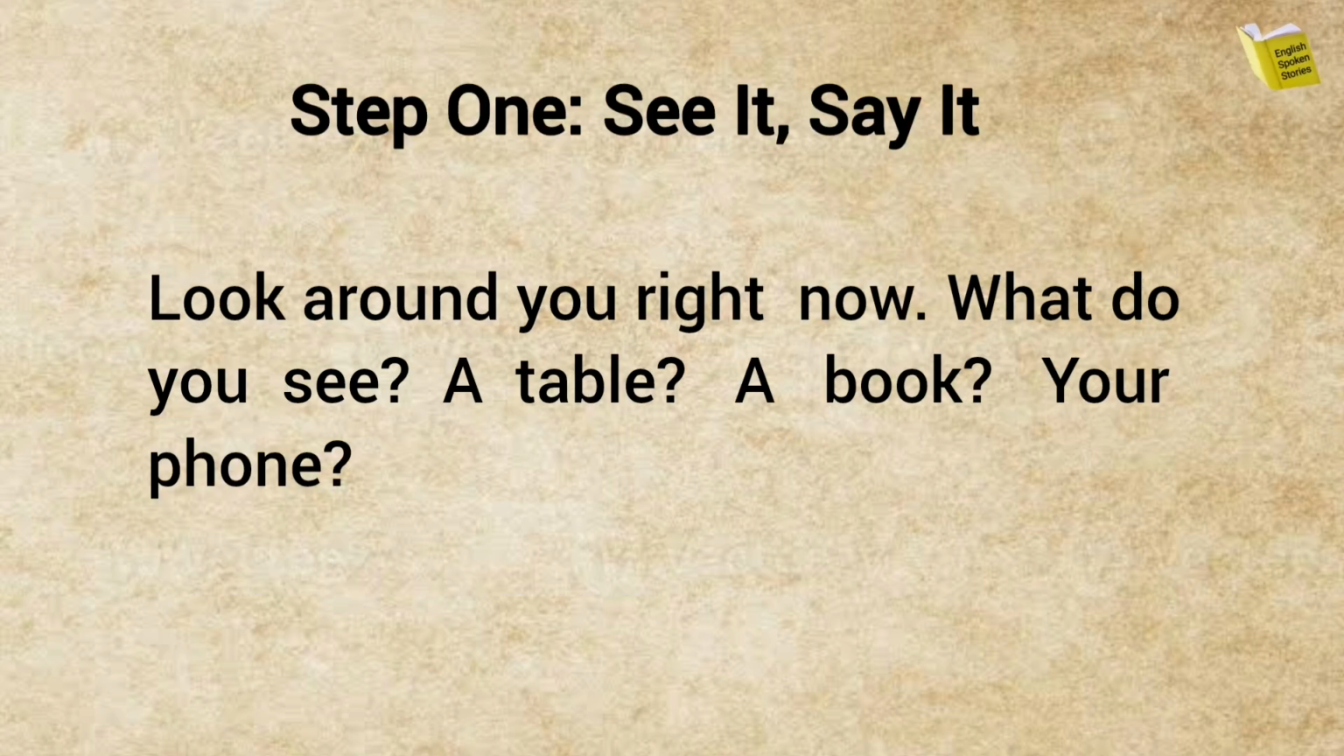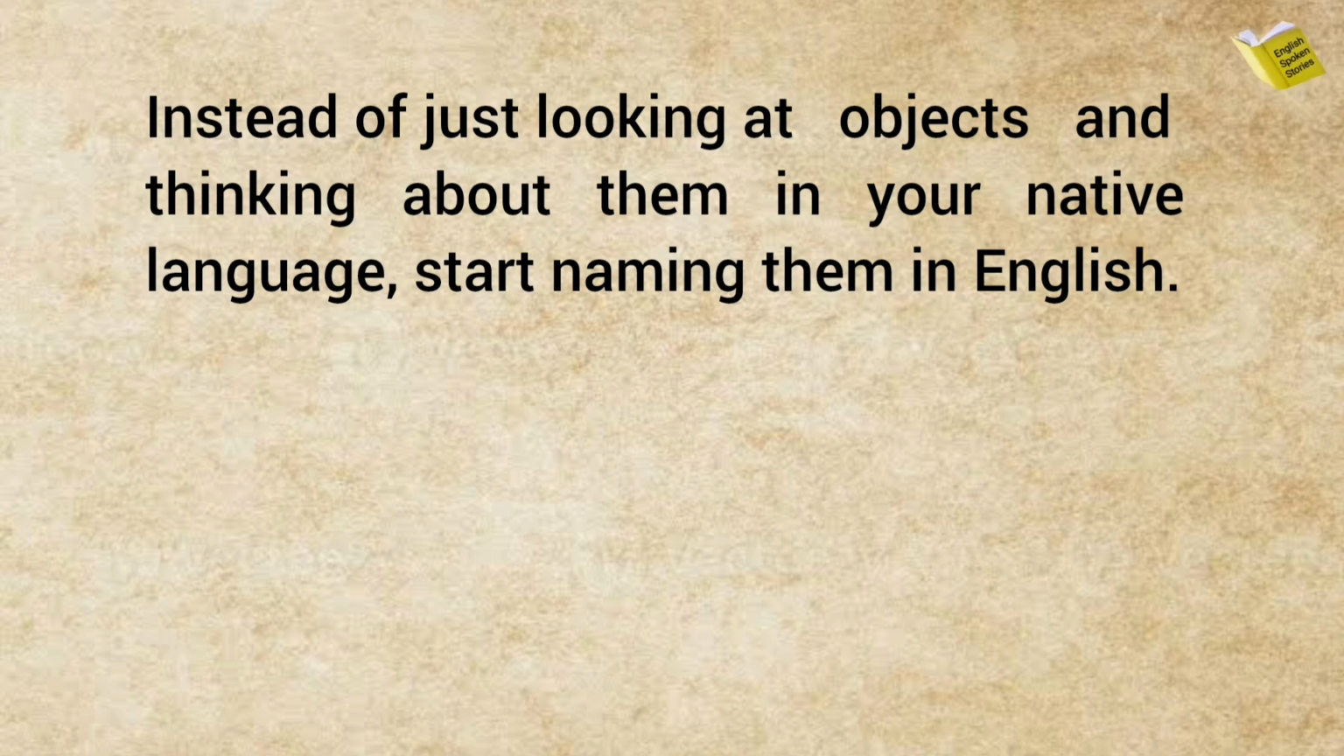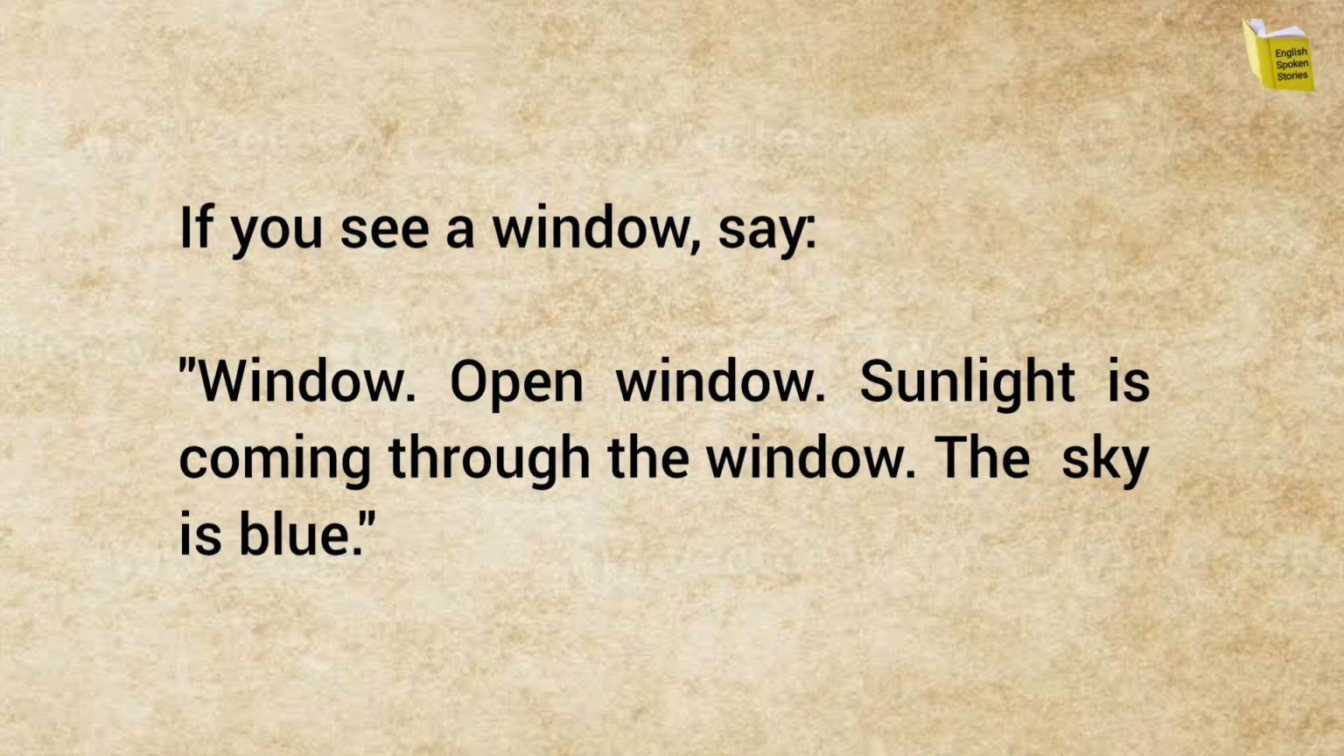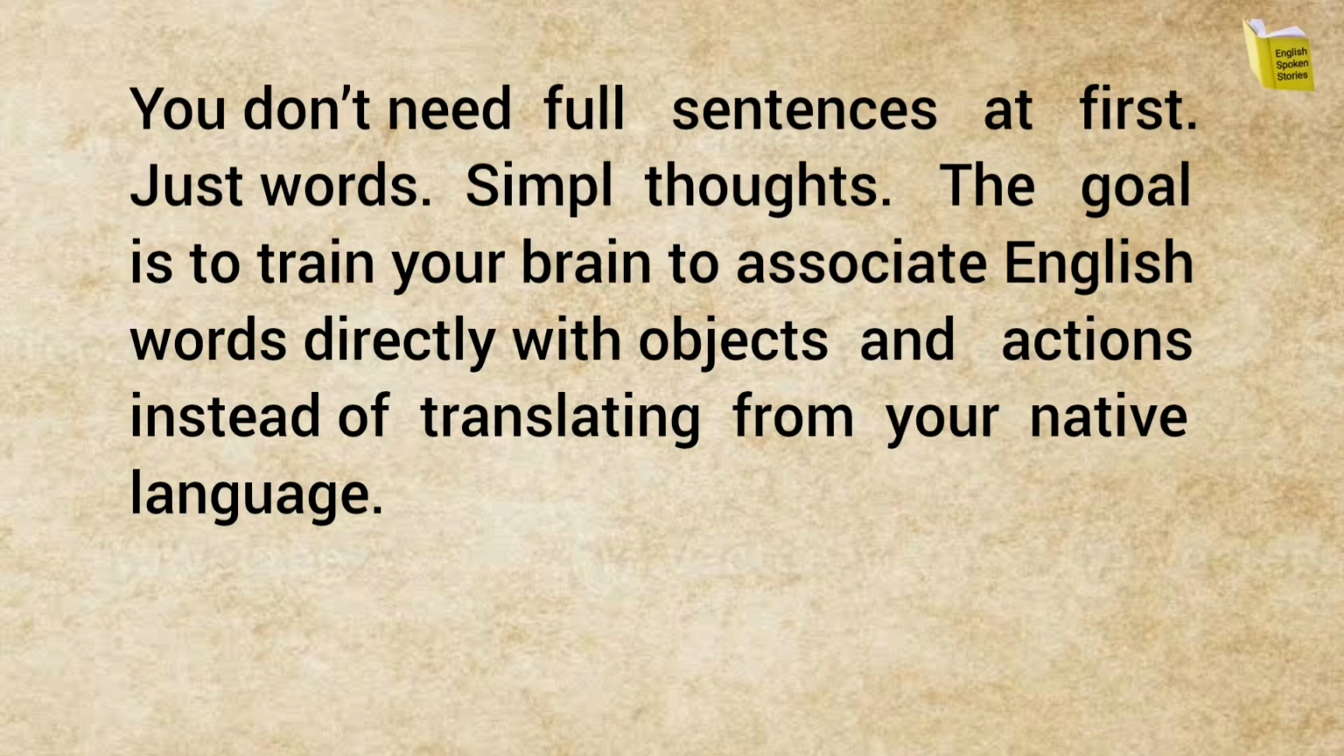Step 1. See it, say it. Look around you right now. What do you see? A table, a book, your phone. Instead of just looking at objects and thinking about them in your native language, start naming them in English. For example, if you see a cup of coffee, say to yourself, coffee, hot coffee, black coffee, I love coffee in the morning. If you see a window, say window, open window. Sunlight is coming through the window. The sky is blue. You don't need full sentences at first, just words, simple thoughts.